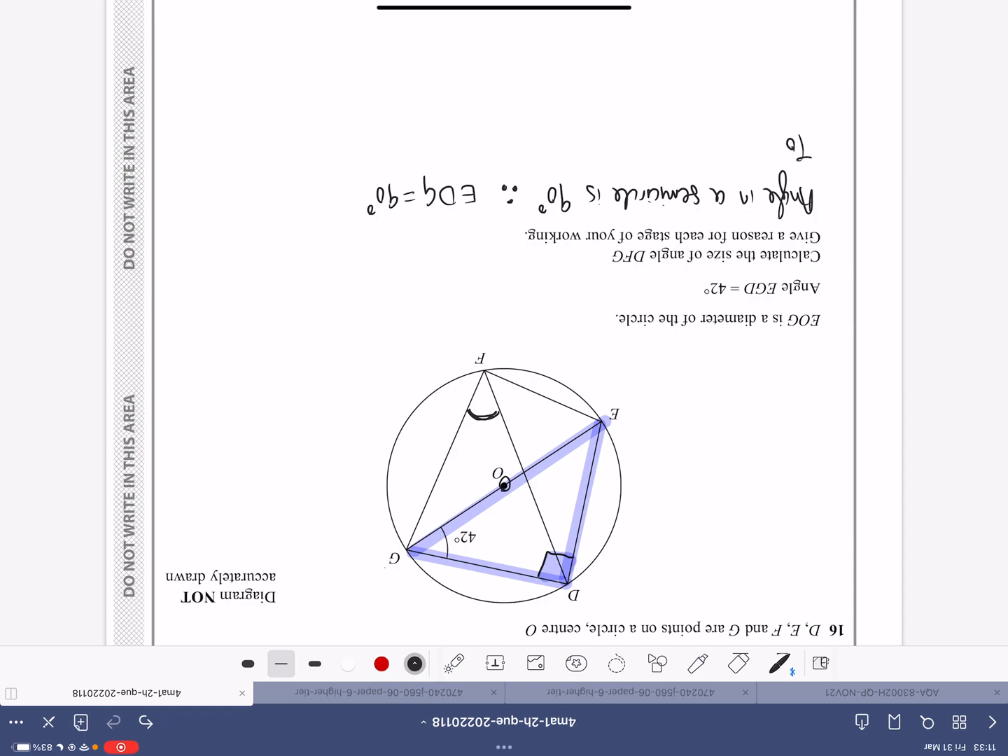So the total in a triangle, we're talking about the purple triangle here, is 180 degrees. So therefore, angle DEG is 180 degrees take away 90 degrees, take away 42 degrees, so that is 48 degrees.